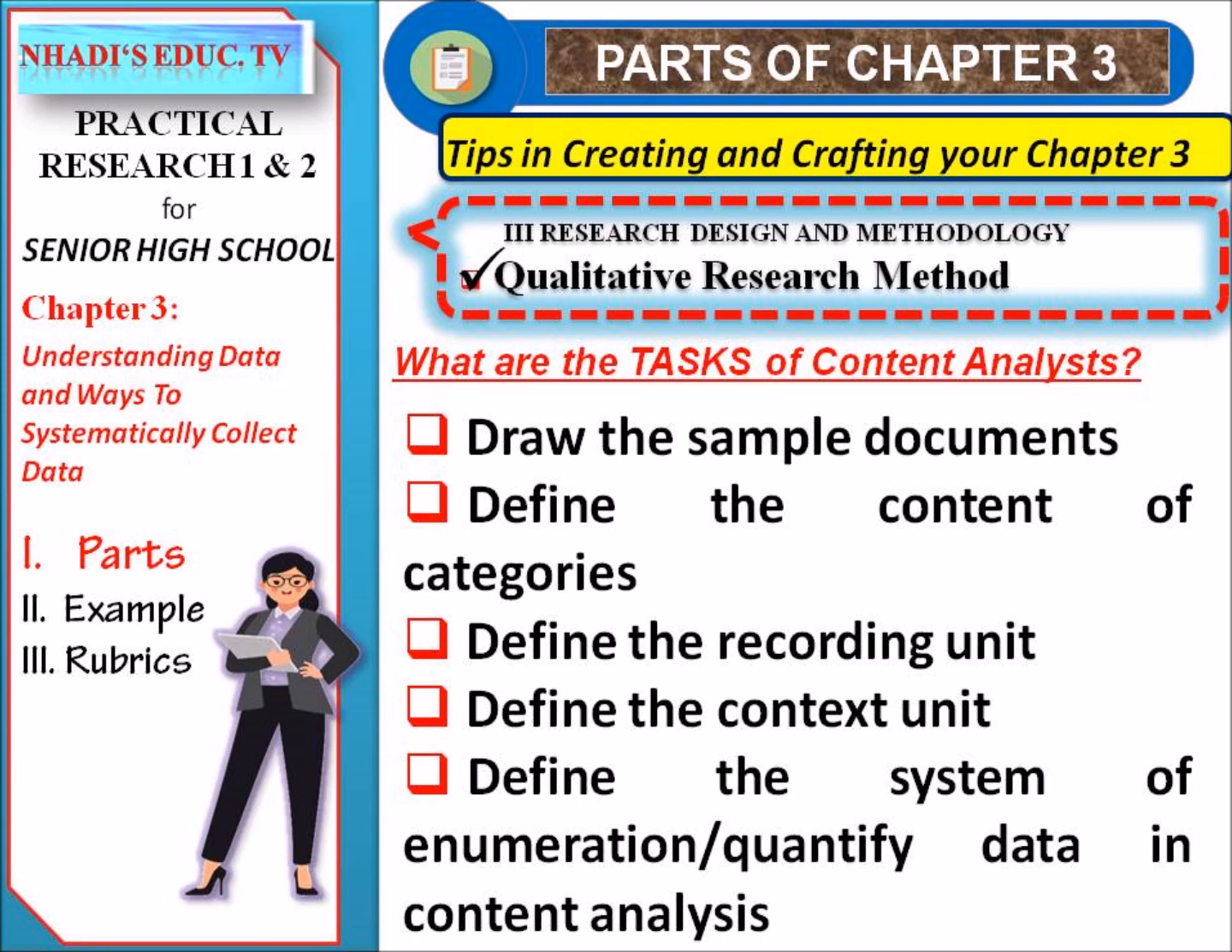Fifth, define the system of enumeration to quantify data in content analysis: simple binary coding to indicate whether or not the category appears in the document, frequency with which the category appears in the document, amount of space allotted to the category, and strength or intensity with which the category is represented.